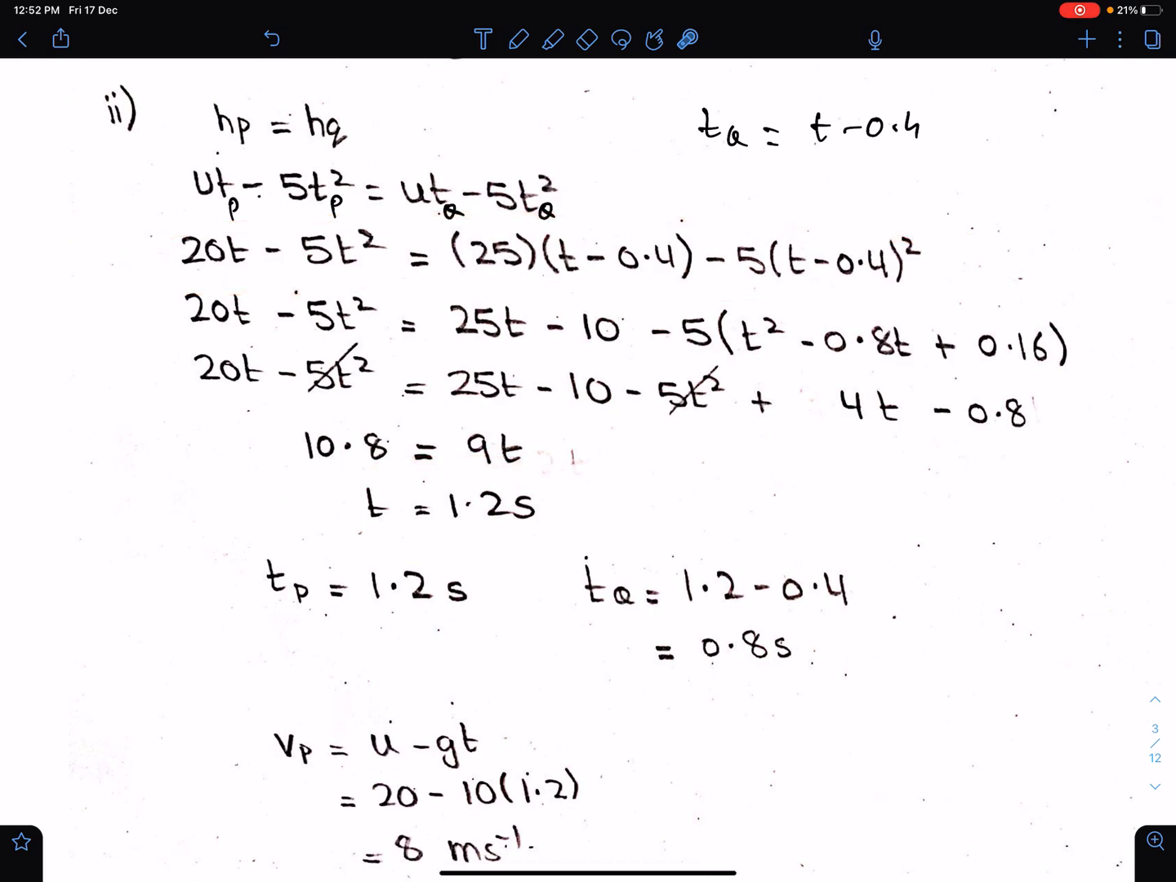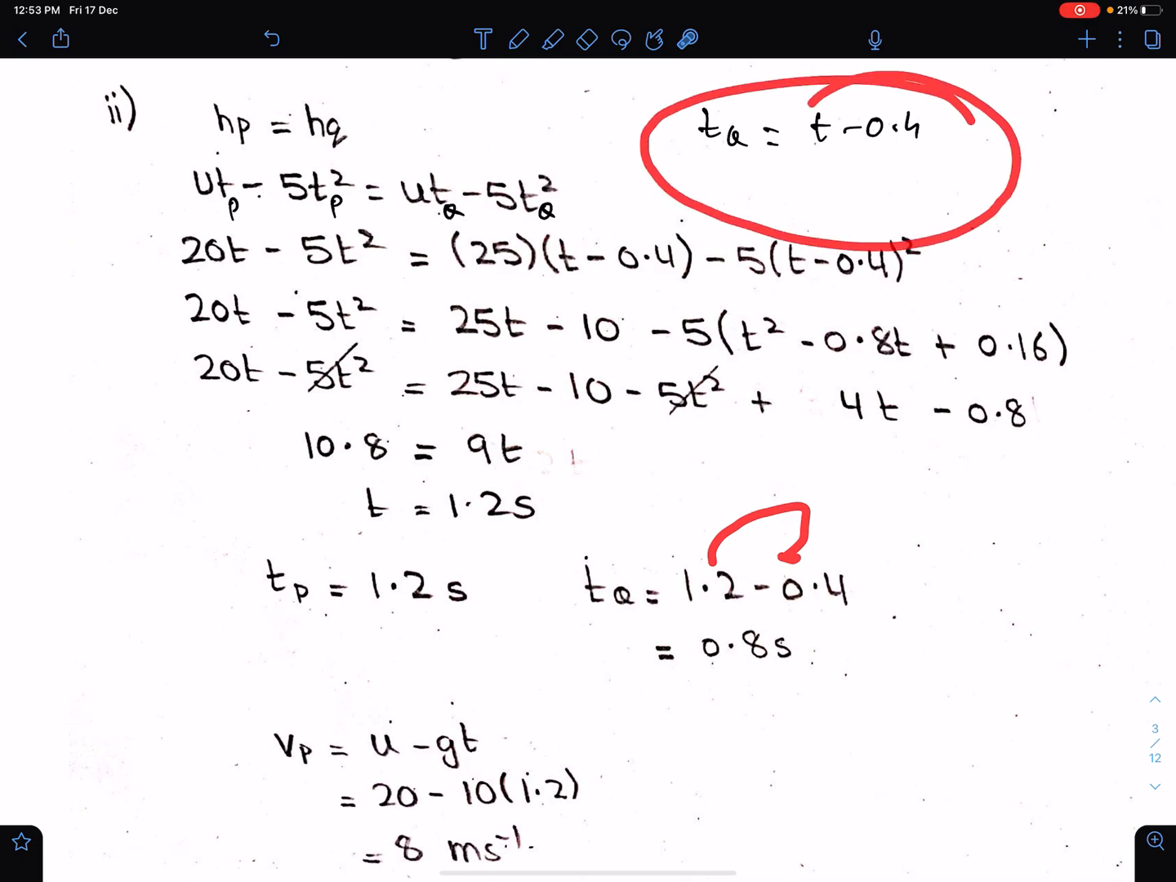Now you just need to get the time of Q first. This is time of P, and Q is projected 0.4 seconds later than P. So time of Q must be 0.8. 1.2 minus 0.4, according to this equation, is 0.8.